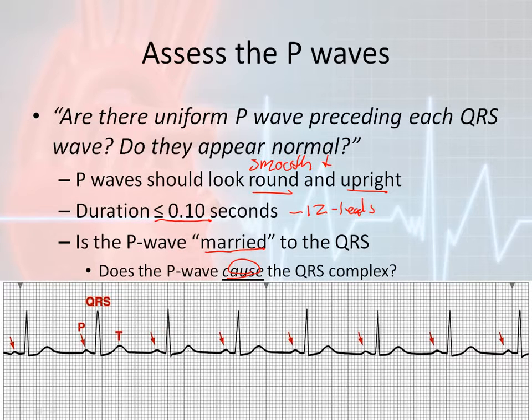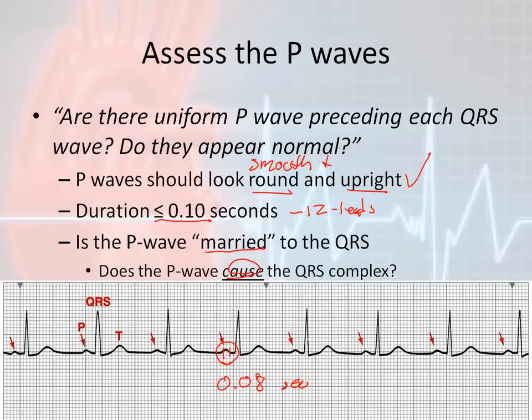Now, let's look at the P wave here and see if it actually falls within normal limits. Does this P wave right here, is it smooth, round, and upright? And the answer would be yes. So we actually meet this criteria right here. Is the duration of this P wave less than 0.10 seconds? And the answer would be yes. If you actually look at it, it starts here and it actually ends here. So the actual duration of it is going to be 0.08 seconds.